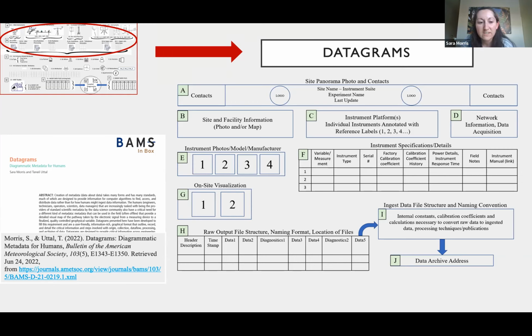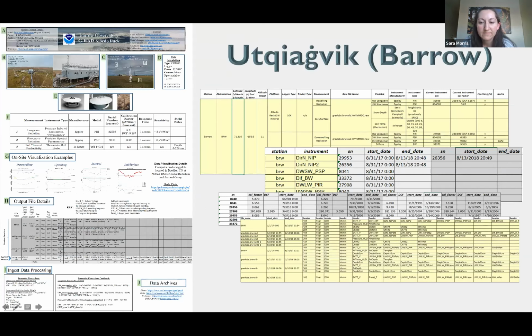And if you could go to the next slide. So this is a Barrow datagram for one of their platforms, just to give you an example. This is for the Global Monitoring Laboratories albedo rack at Barrow. The front-facing end of a datagram that you see on the left is meant to be a visual metadata, kind of like a poster, so technicians or data managers can quickly sort out the flow between instruments and voltages collected, data acquisition, and data products, and troubleshoot quickly what they need to.